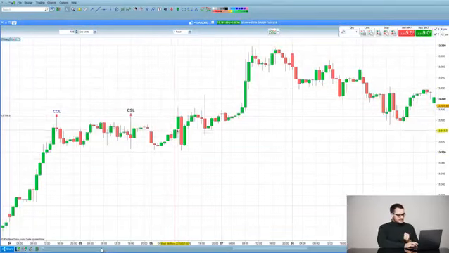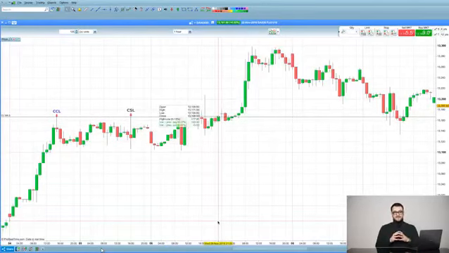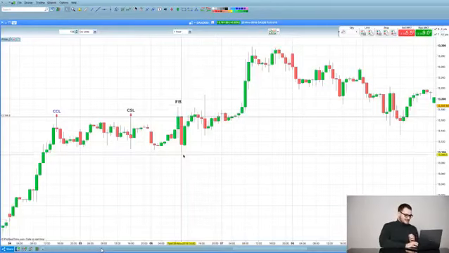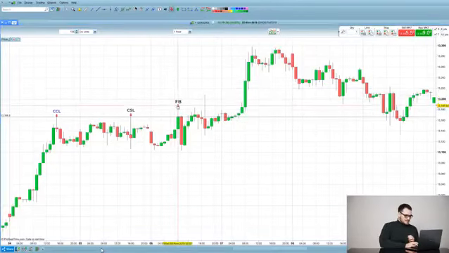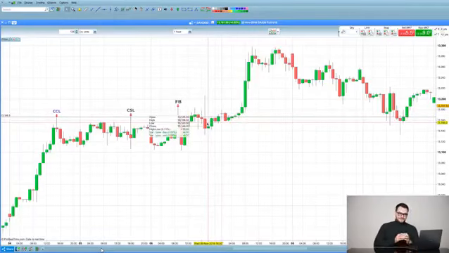And this one here is another really nice confirmation in the way of FB, which is what? Correct, false break. Remember that false breaks confirm the level very, very nicely. So let's mark this as well. So here we have CSL, FB, and here the next one is also a false break.